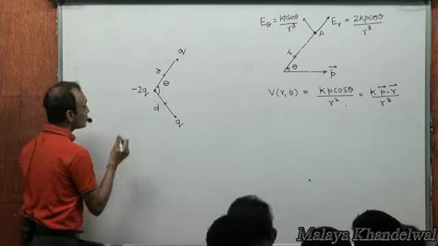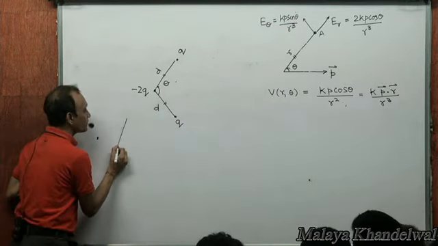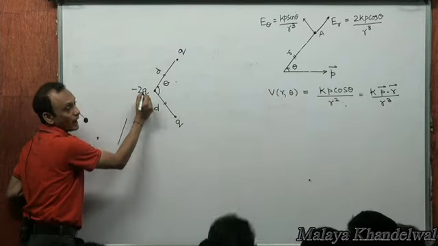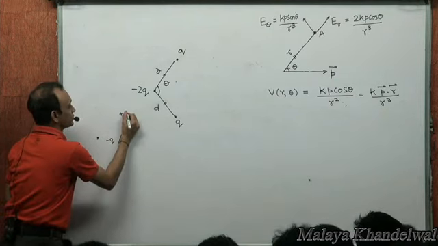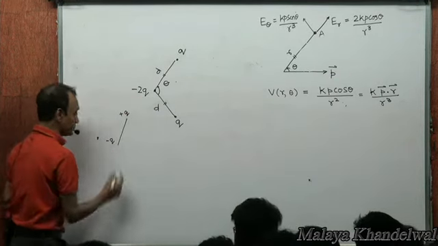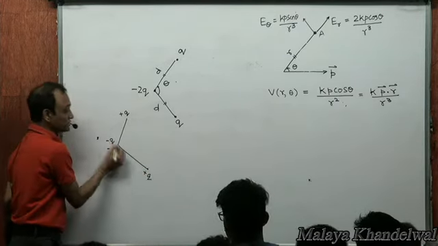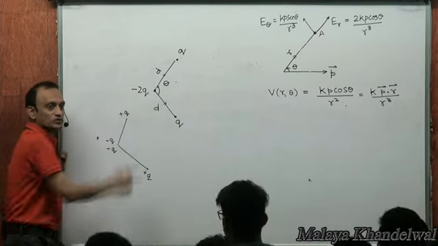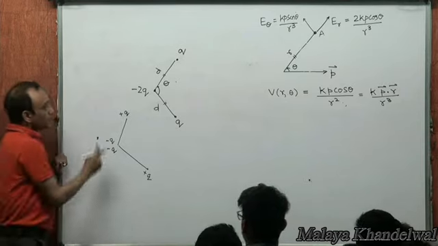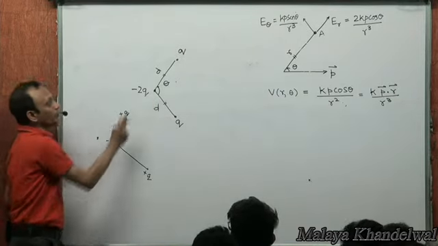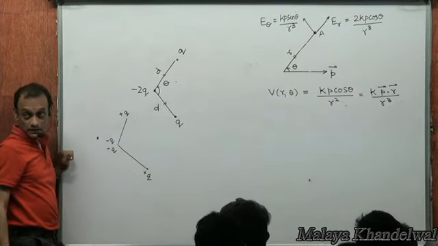How? What I could do is, I could think about this minus 2q as minus q and minus q, right? So there is one minus q and there is one q. This will be one dipole. There is another minus q and another plus q. This would be another dipole. So these are essentially two dipoles. Do you see that? One minus q with this q would be one dipole. Another minus q with this q would be the second dipole.